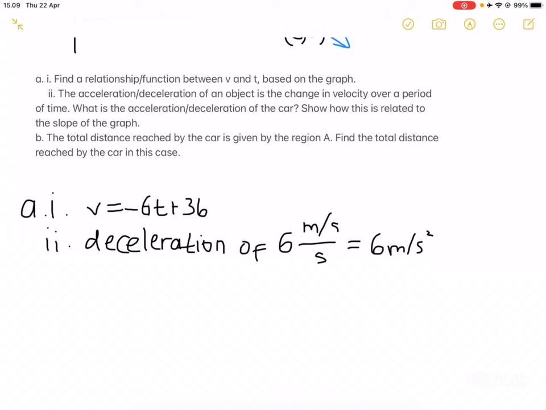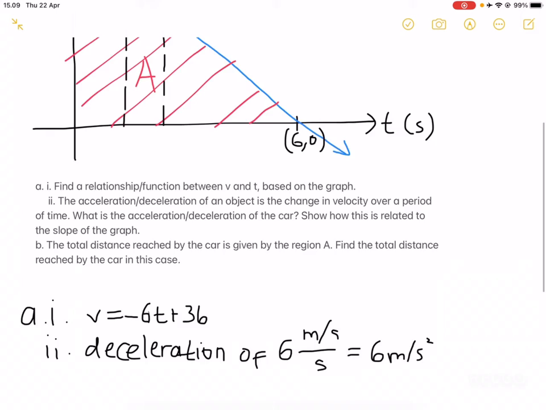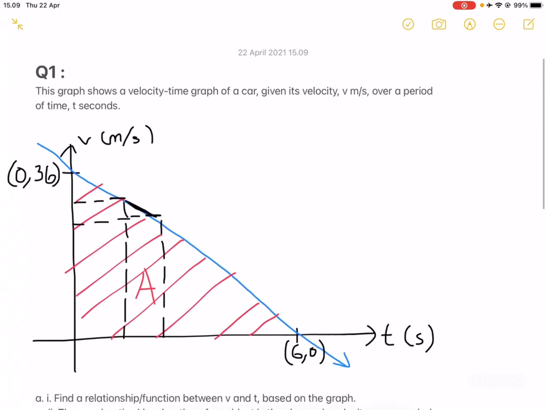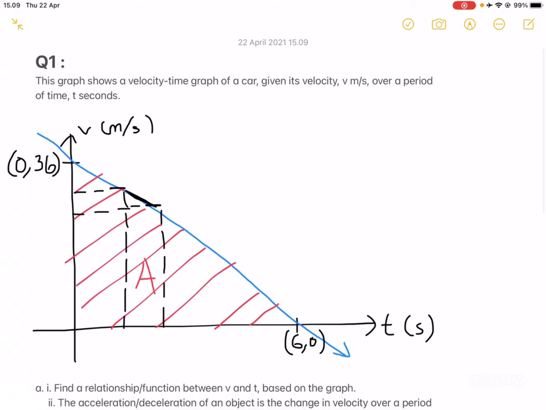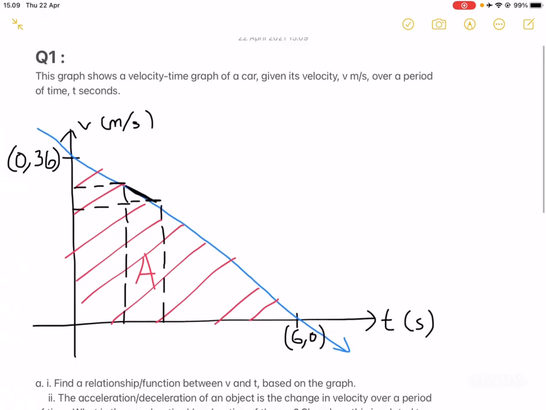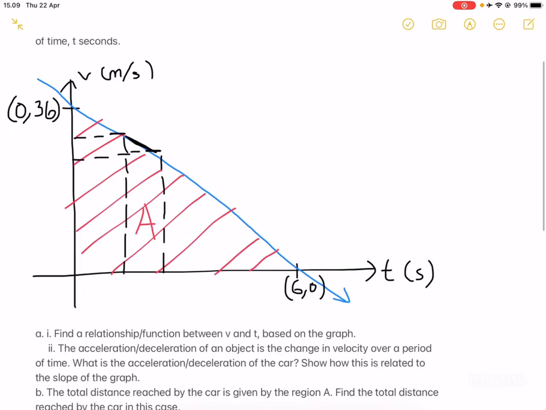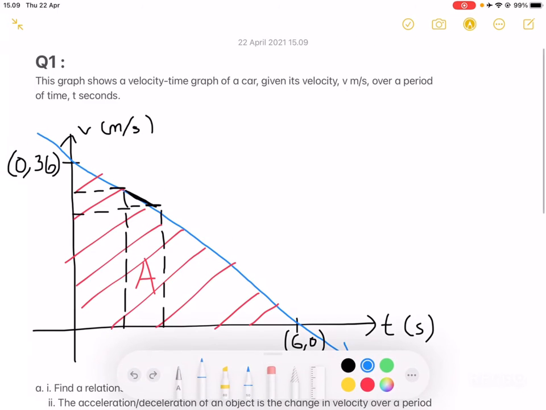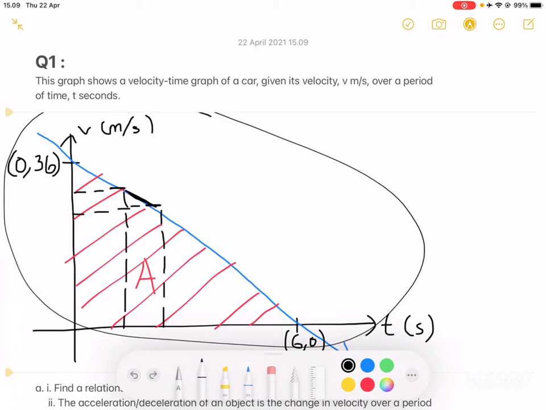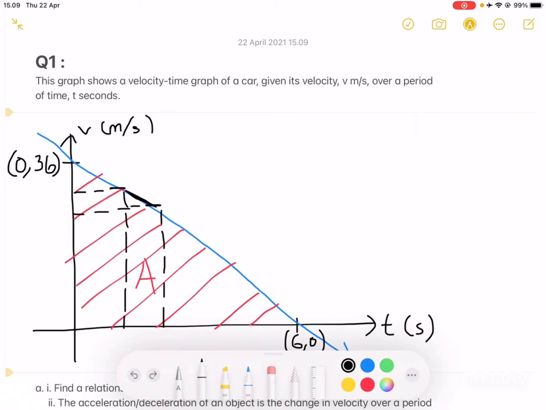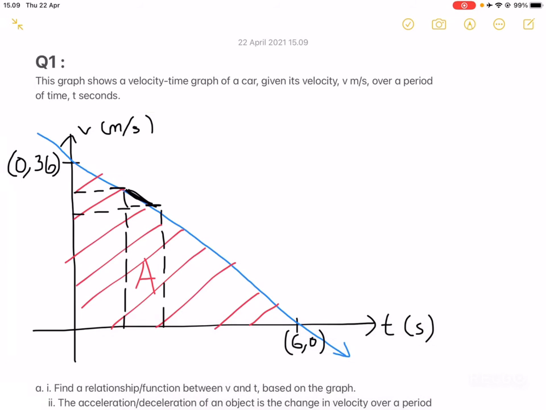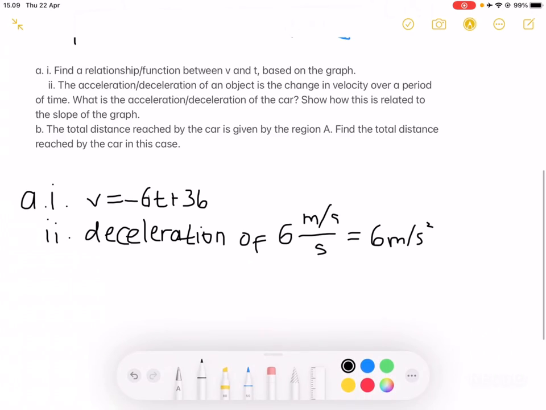And show how this is related to the slope of the graph. Just like I said, the acceleration of an object is equal to the slope of the velocity time graph, in this case, which is this shape right here. So our acceleration will be the slope of the graph. That is how it's related.